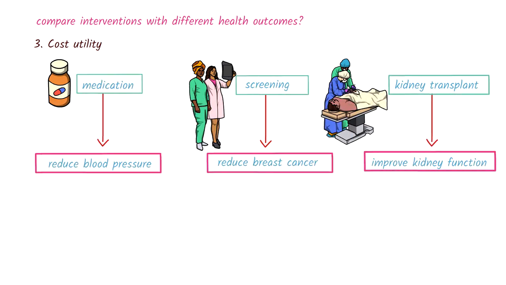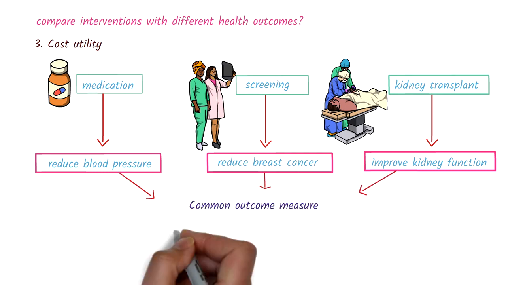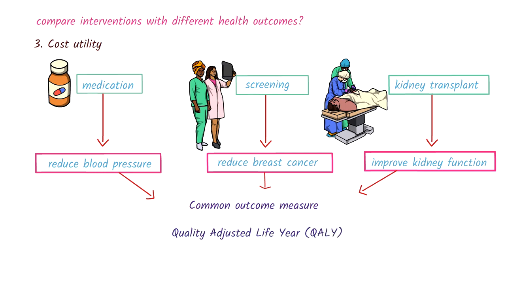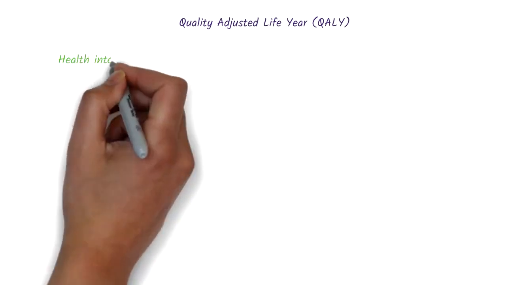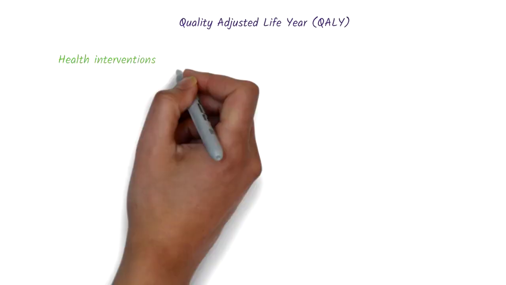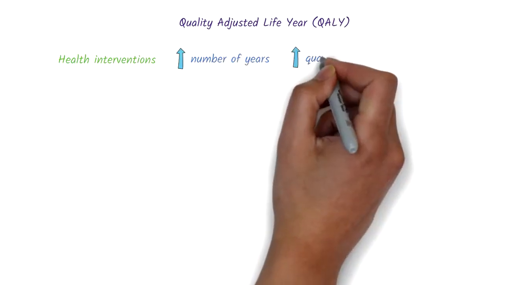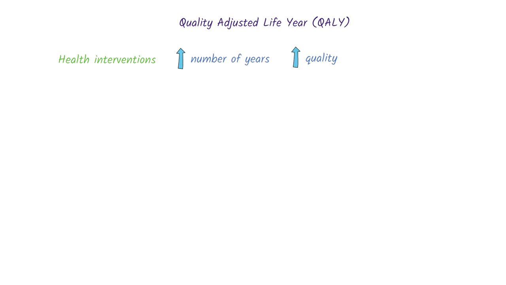So, in order to compare these different interventions, we need to have a common outcome measure that can be applied to all these interventions. The measure that is most commonly used is called the Quality Adjusted Life Year, or QALY in short. Let's have a look at what a QALY is. Health interventions try to prolong a person's life by increasing the number of years a person lives, and they also try to improve the quality of those years lived. A quality-adjusted life year is a combined measure that takes into account both of these aspects.